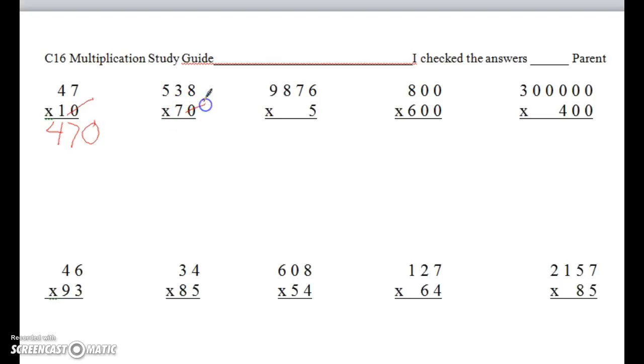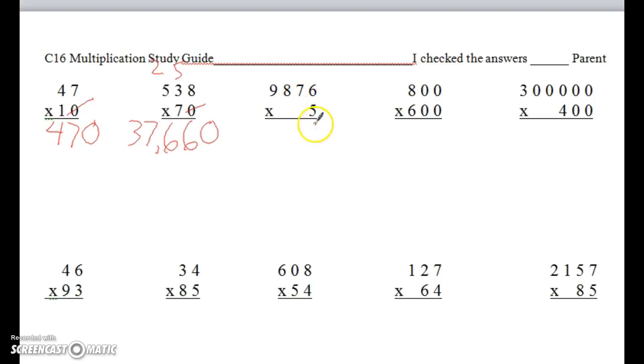Here I got a zero, so I'm going to put that zero down and I just start coming down the line. 7 times 8 is 56, carry my 5, 21, 26, carry my 2, 35, 37. 1, 2, 3 spots over for my comma, 37,660.